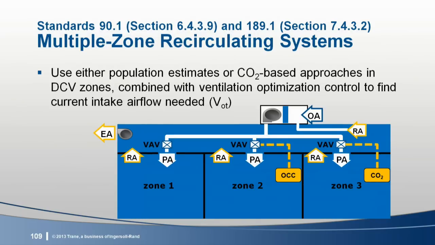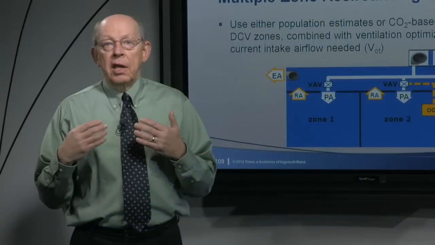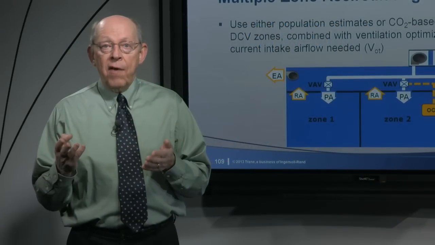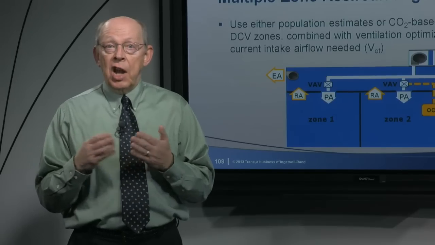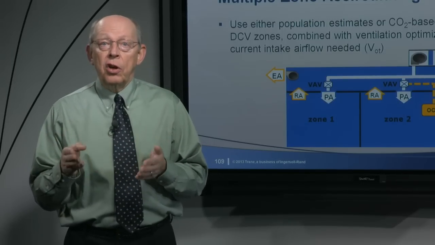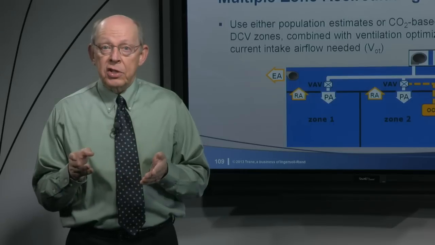Multiple zone systems are likely to be required to use ventilation optimization controls. In addition, they might be required to use demand control ventilation in densely occupied zones. Demand control can either estimate population and calculate breathing zone outdoor airflow, or estimate breathing zone outdoor airflow based on sensed CO2 level. In either case, the current outdoor air value for each demand control zone must be used by the ventilation optimization controls to find the current outdoor air intake flow required for the system.